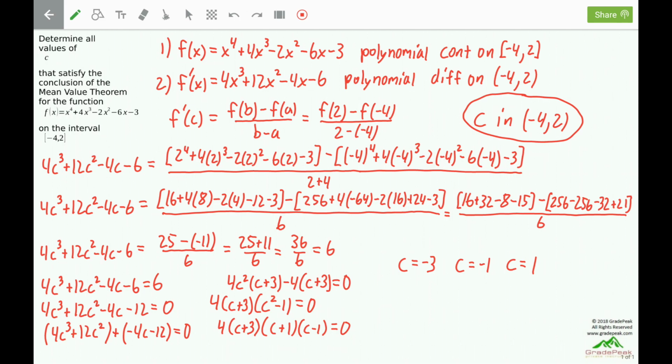And it turns out each of these are in that interval. -3 is in that interval, -1 is in that interval, and 1 is in that interval. So we end up with all three of them. There's our values of c that satisfy the conclusion of the mean value theorem.